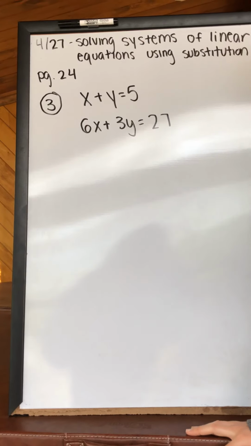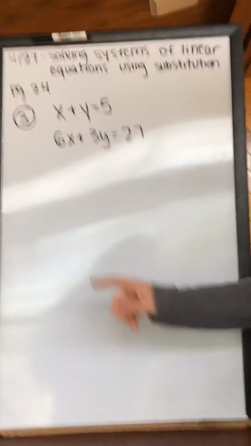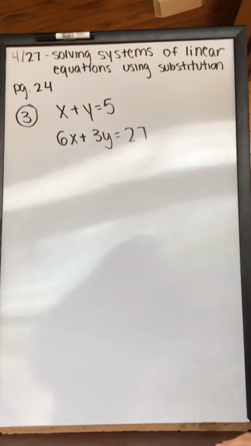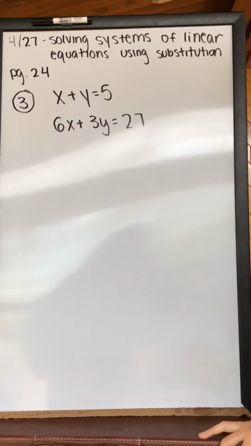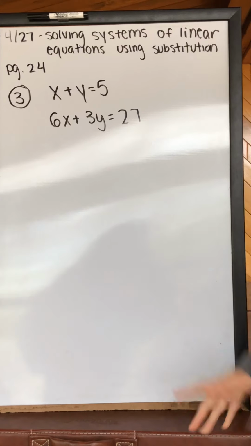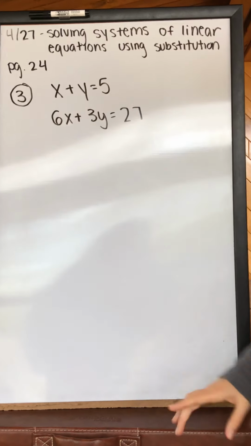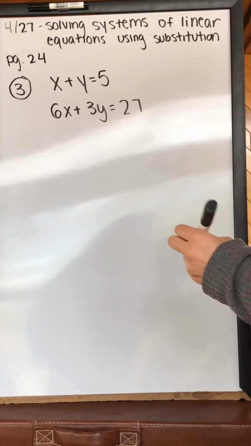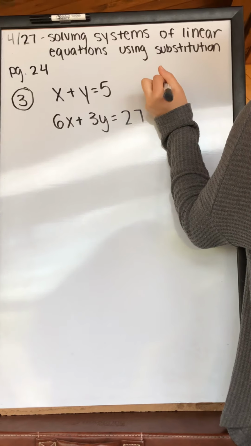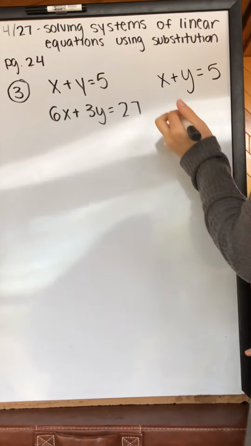So if we look at number 3, we have a system of linear equations, x plus y equals 5, and 6x plus 3y equals 27. The first thing that we need to do is solve either one of the equations for either x or y. So I'm going to solve the first equation, x plus y equals 5, for x.